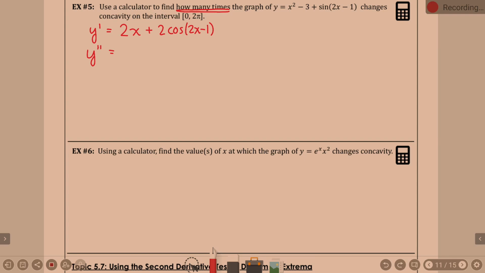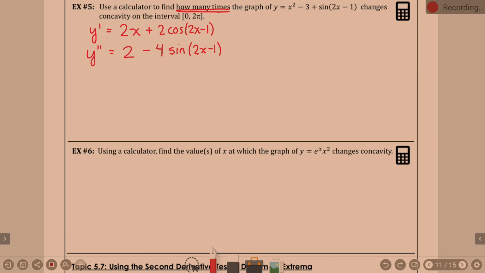Second derivative? 2 plus, or 2 minus, I guess. Mm-hmm. So 2 sine of 2x minus 1 times 2 again, so it'd be 4 minus 4. Are we okay with that? Yeah. There was already the 2 that I didn't write on purpose because I'm going to multiply by my chain rule. The derivative of 2x minus 1 is 2. That was chain rule there.